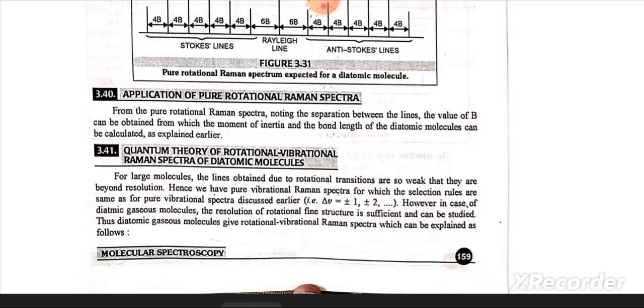Quantum theory of rotational vibrational Raman spectra of a diatomic molecule. 3.41 For large molecules, the lines obtained due to rotational transitions are so weak that they are beyond resolution. Hence, we have a pure vibrational Raman spectrum, for which the selection rules are the same as for pure vibrational spectra discussed earlier. However, in the case of a diatomic gaseous molecule, the resolution of rotational fine structure is sufficient and can be studied. Thus, diatomic gaseous molecules give rotational vibrational Raman spectra, which can be explained as follows.